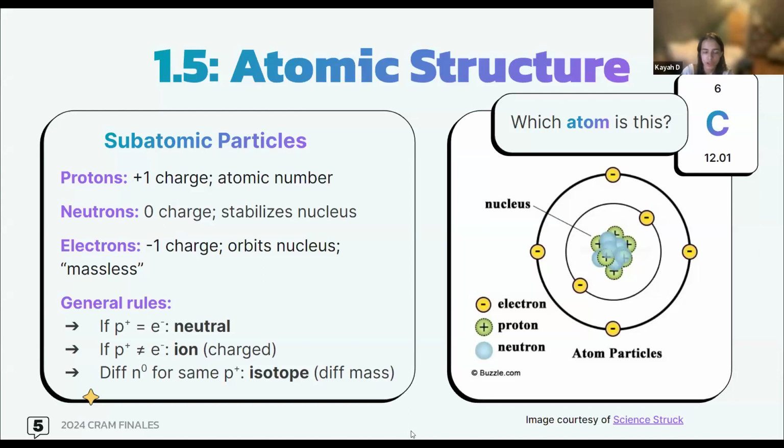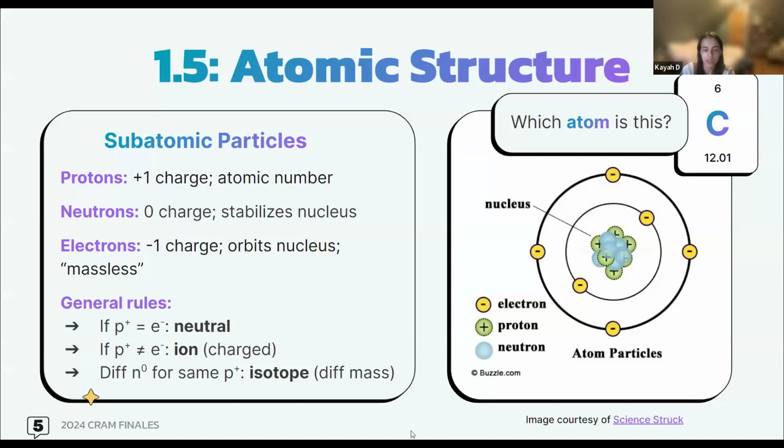And then just remember the general rules. If the number of protons is equal to the number of electrons, then you have a neutral atom. If the number of protons, however, is not equal to the number of electrons, regardless of whether there's more electrons or more protons, then it is an ion because there's a charge, right? So if you have, let's say, 5 protons and 4 electrons, then you're going to have a positive 1 charge.